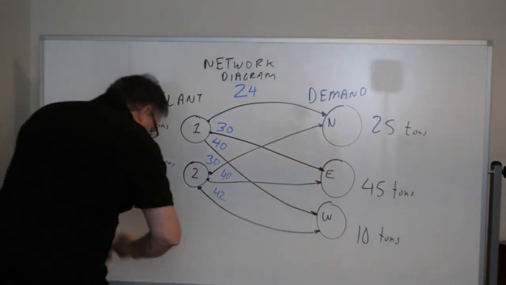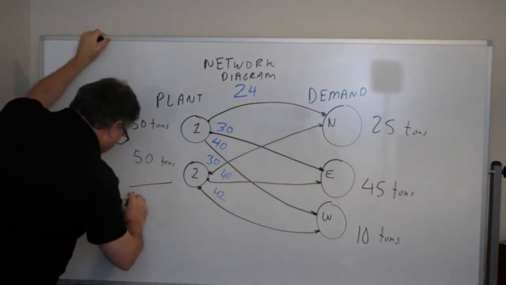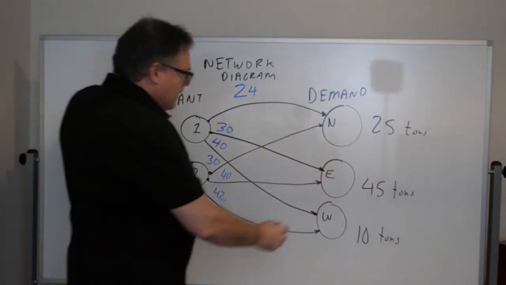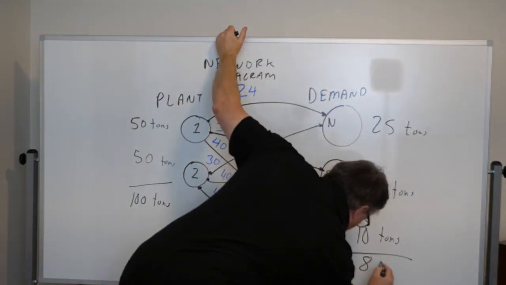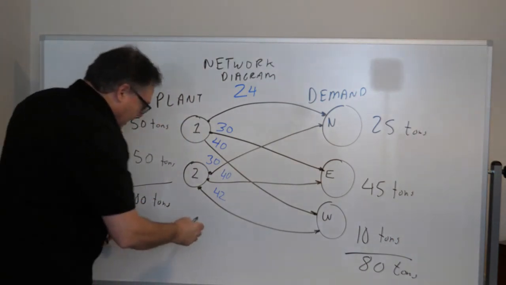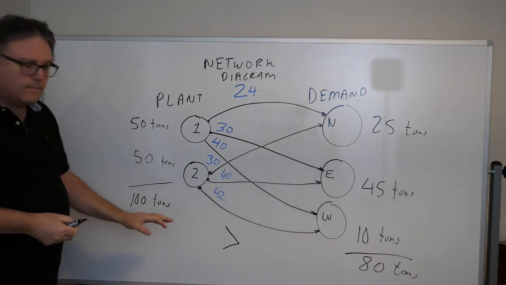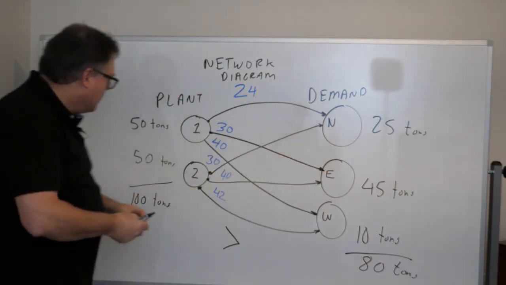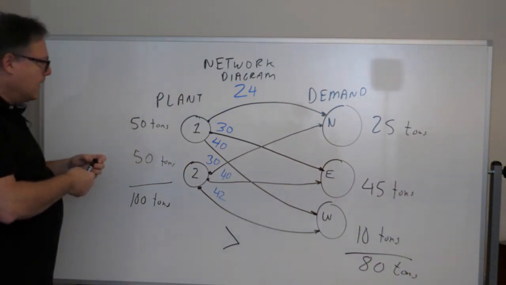The only other thing that I would do at this stage would be just to verify the total supply and demand. So let's add up. 50 and 50 is 100 tons of supply. 25 and 45 is 70, and 10 is 80. So my supply exceeds my demand. That's okay. That means I'm going to be able to meet demand, which is good. And I'm going to have some leftover bricks at plant 1 or plant 2 when I'm done.